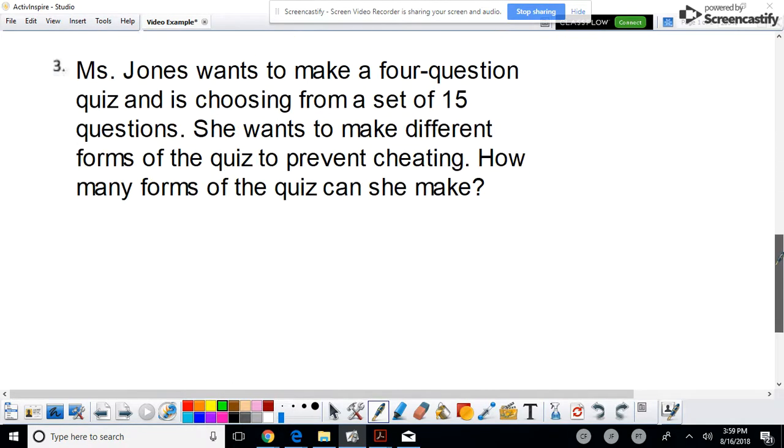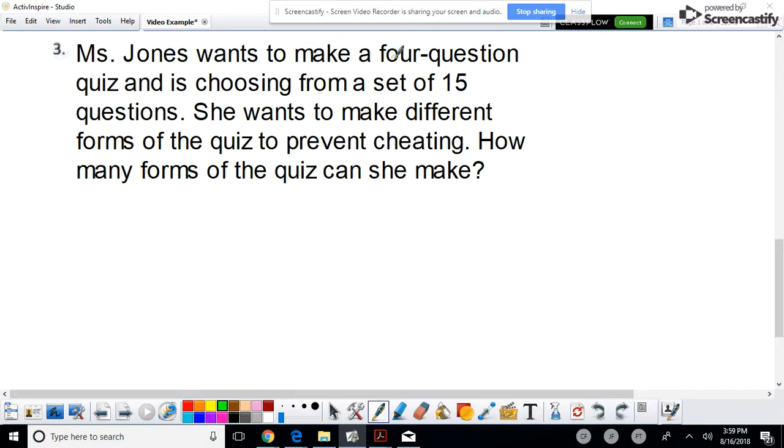Now, number 3 is another good one. Miss Jones wants to make a 4-question quiz, and she's choosing from a set of 15 questions. She wants to make different forms to prevent cheating. How many different forms can she make? Now, this is where it changes just a tad. First of all, how many questions do we have? 4. So let's kind of represent our 4 questions, 3, 4. Now, that's the first, the second, third, and the 4th.